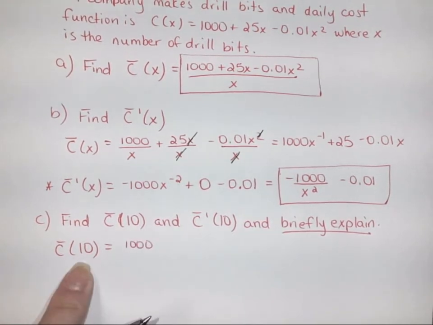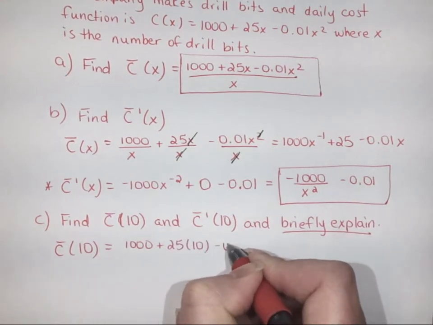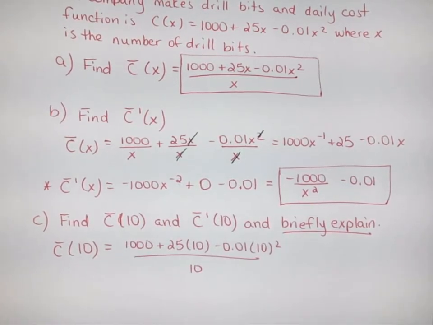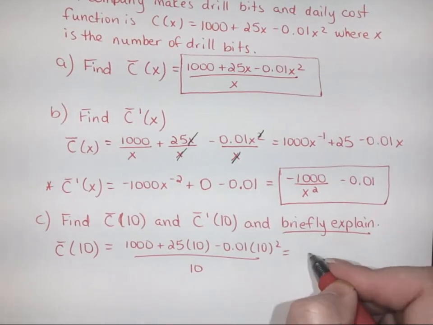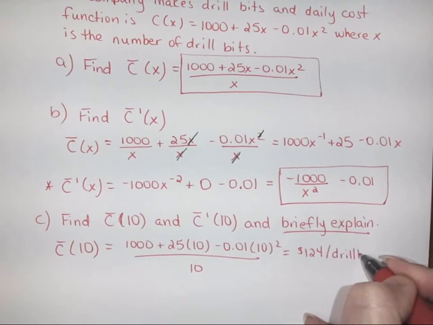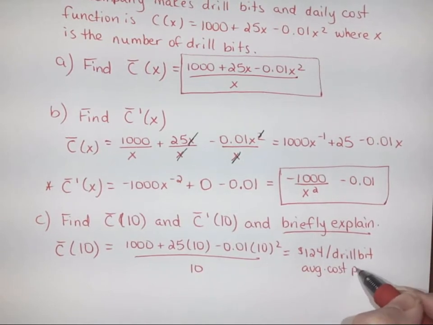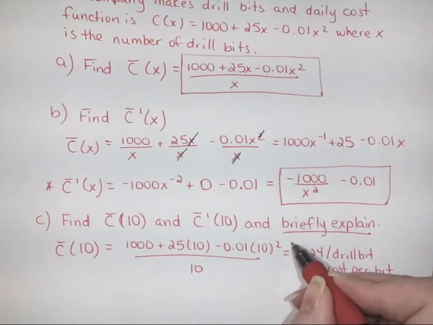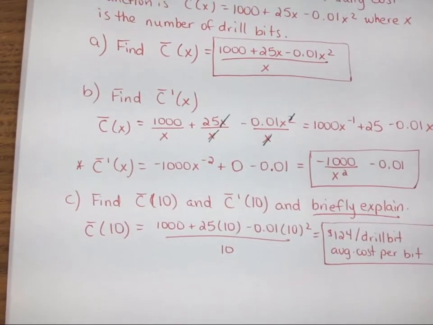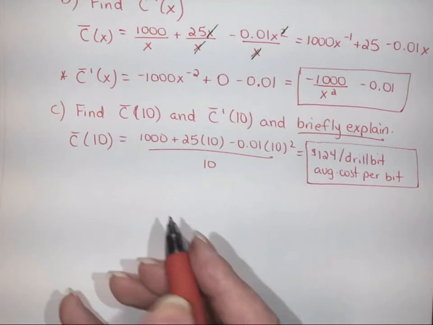So if I want C bar of 10, I'm going to go up to part A, right, and I'm going to plug in 10. So I'm going to take that average cost formula from part A, and I'm going to plug in 10. So I'll let you do that on your calculator, but that would be $124. And make sure you write per something. So in this case, this is per drill bit. Okay, so this is the average cost per bit. Okay, so we're obviously not talking about little drill bits for your home tools, right? We're obviously talking about something a little more complicated than that, since it's kind of a high average cost.